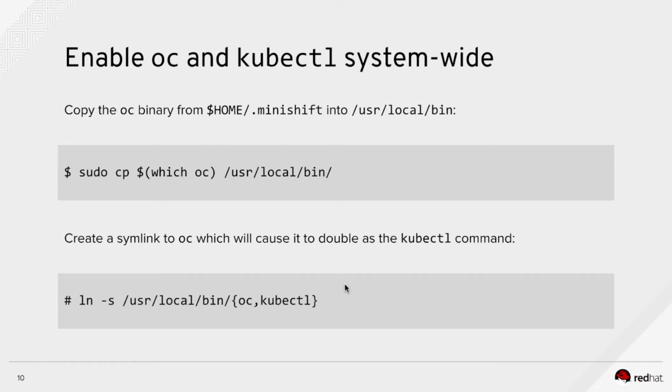Next, we'll enable oc and kubectl system-wide. We start by copying the oc binary from its location in $HOME. That's just an environment variable which will expand to the current user's home directory, whoever you are logged in as. .minishift, we'll extract that into /usr/local/bin. You'll see we use the which oc command, which locates the full path of the oc binary as the source file we're copying, and we'll take and place that into /usr/local/bin.